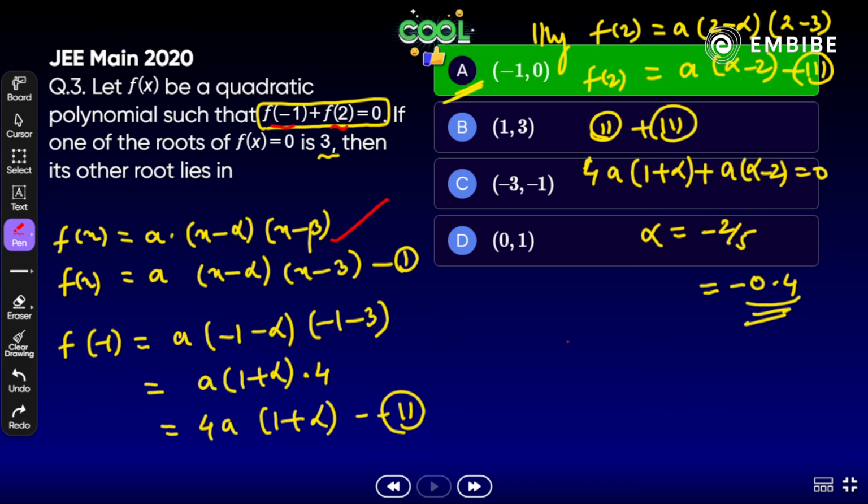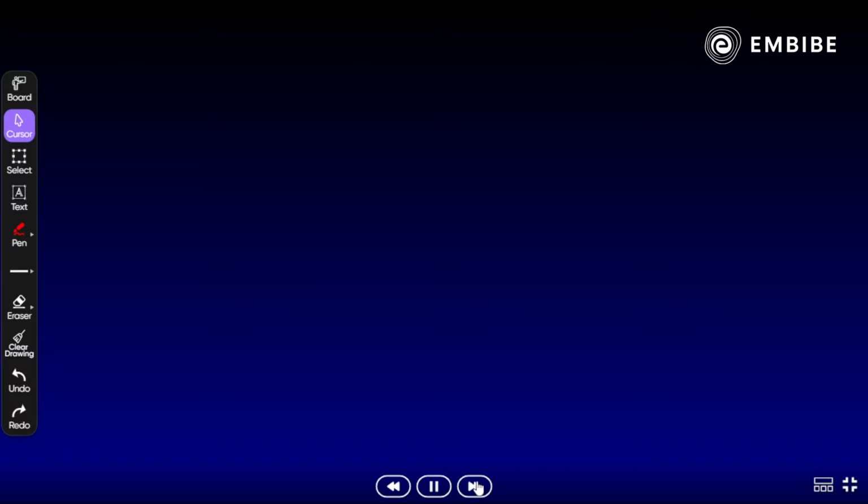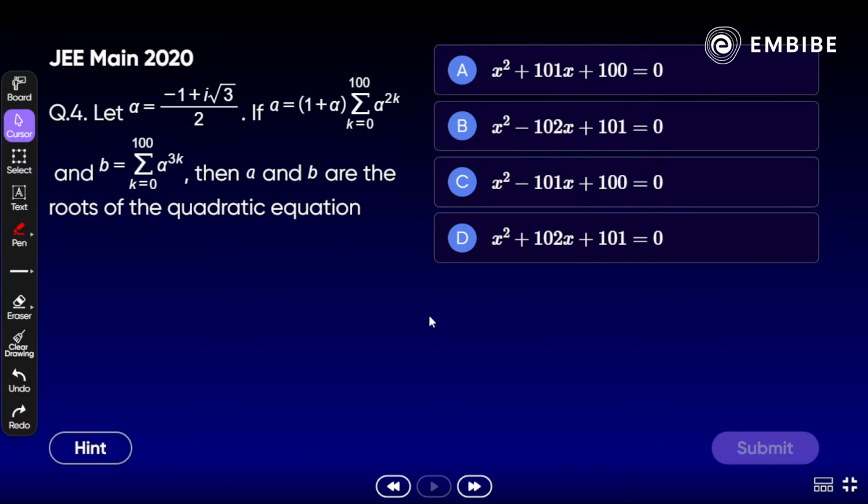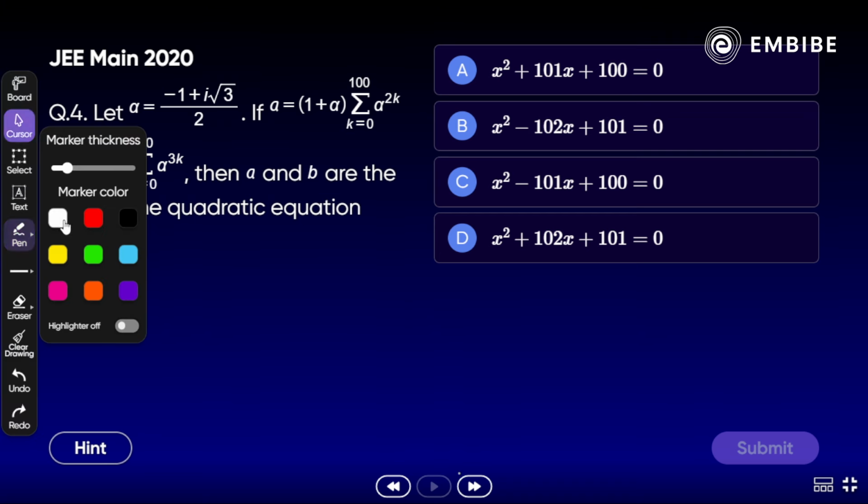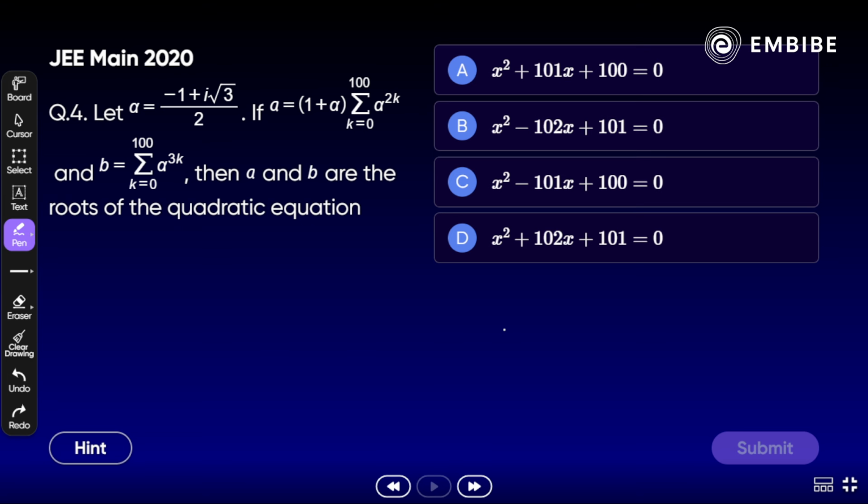We can see that. Okay, moving forward here, let me do the next one, JEE Main 2020. It looks like a big question, but it is one of the easiest questions here. Yes, just try, all of you. Minus 1, root 3 i by 2, what do you think? What will this question be? Just try, all of you, just try.